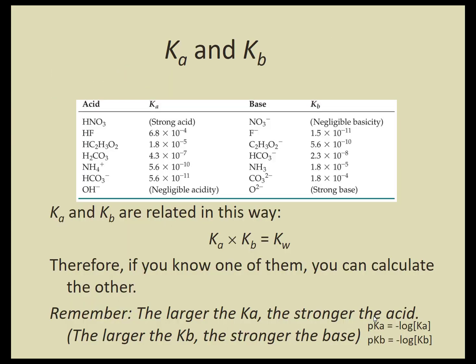Now, how are Ka and Kb related? They are related in this way. If you multiply them together, they will equal the Kw. So therefore, if you know one of them, you can calculate the other. Because I always know that my Kw is 1 times 10 to the minus 14. So if I'm given a Ka, I can find the Kb. If I'm given the Kb, I can find the Ka.